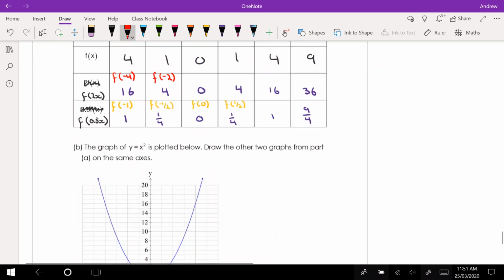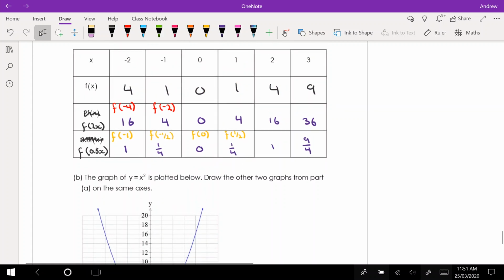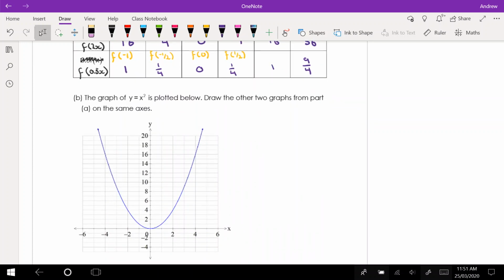So now we're going to plot these on our graph. When x is negative 2, f of x is 16. So negative 2 goes up to 16. Next one is that when it's negative 1, we go up to 4. And it looks like that.